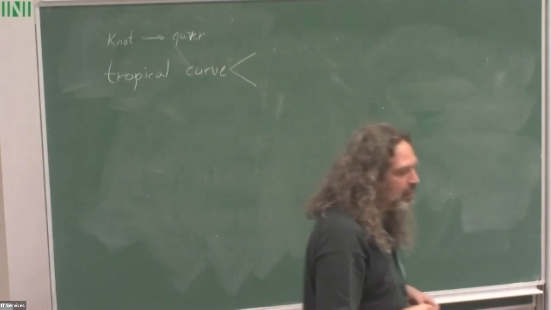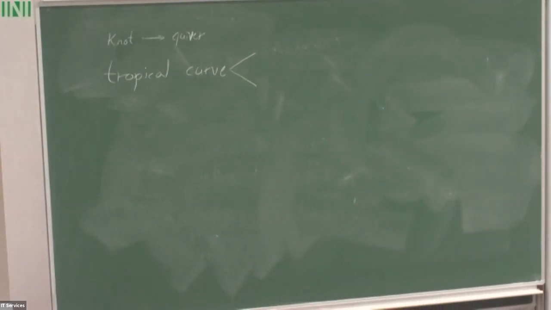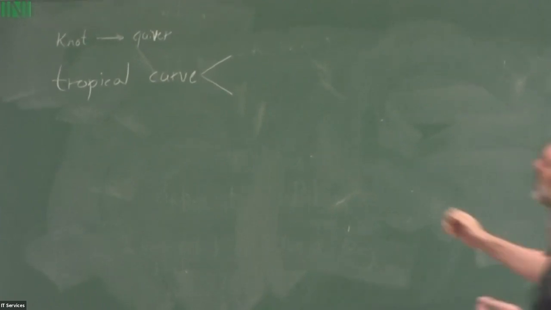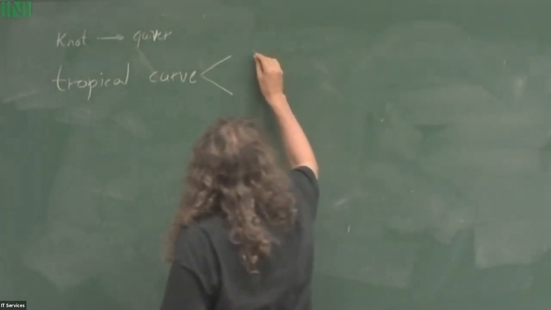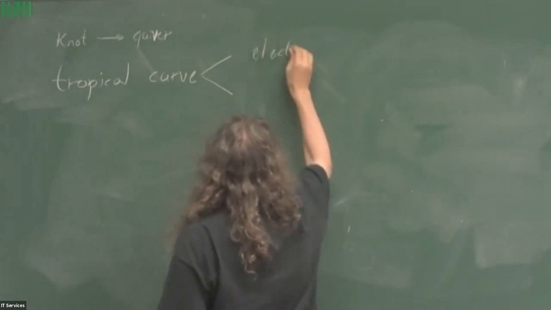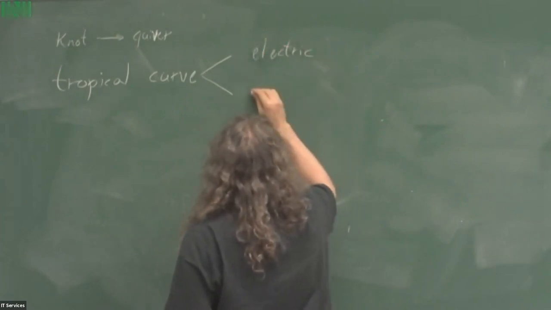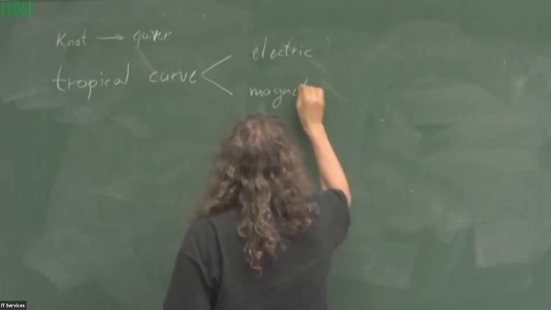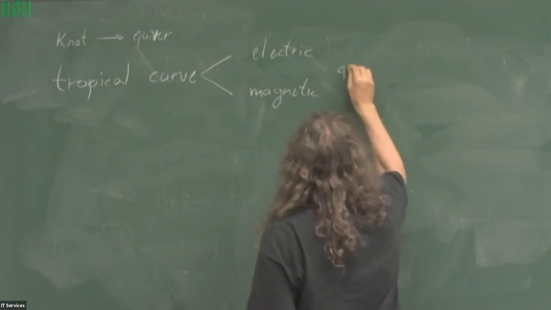Actually, it's the usual problem. You call them graphs, and we call them quivers. I'll just give the names. There will be the electric and magnetic quivers.